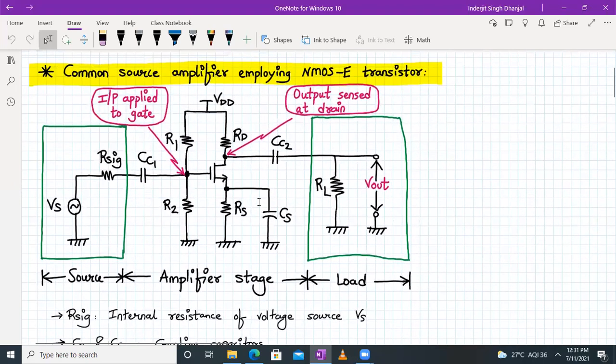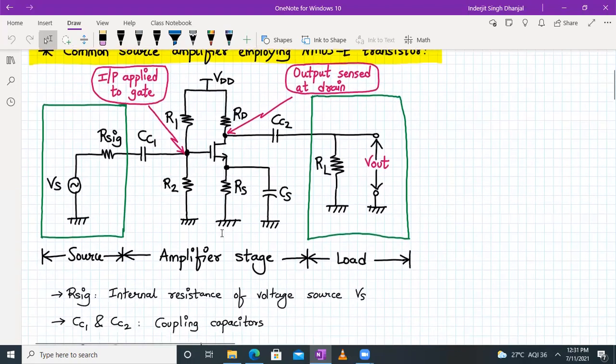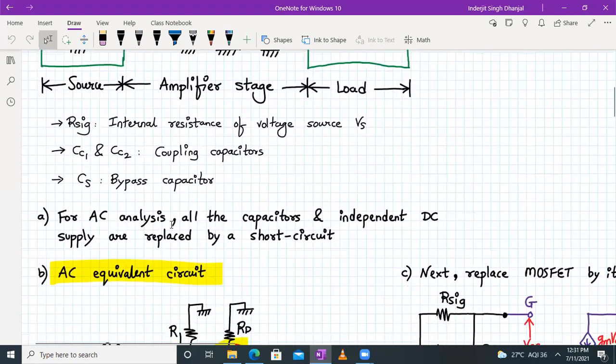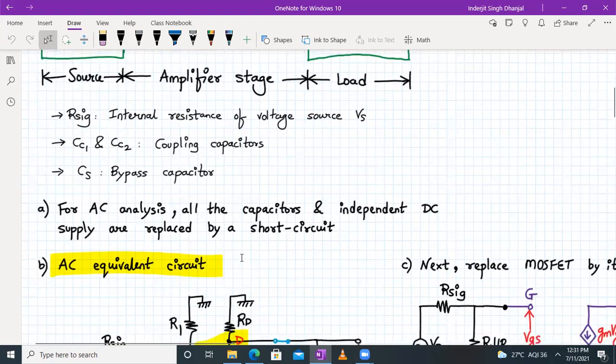Now what we need to do is derive the expression of the voltage gain, input impedance and the output impedance. So first of all, we have to draw the small signal equivalent circuit for this amplifier. So let us begin. For the AC analysis or the small signal equivalent circuit, all the capacitors and the independent DC supplies are replaced by a short circuit.